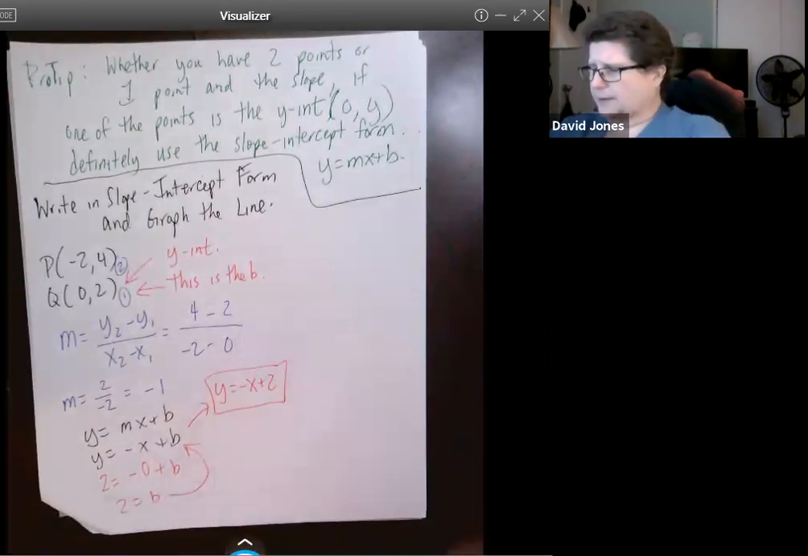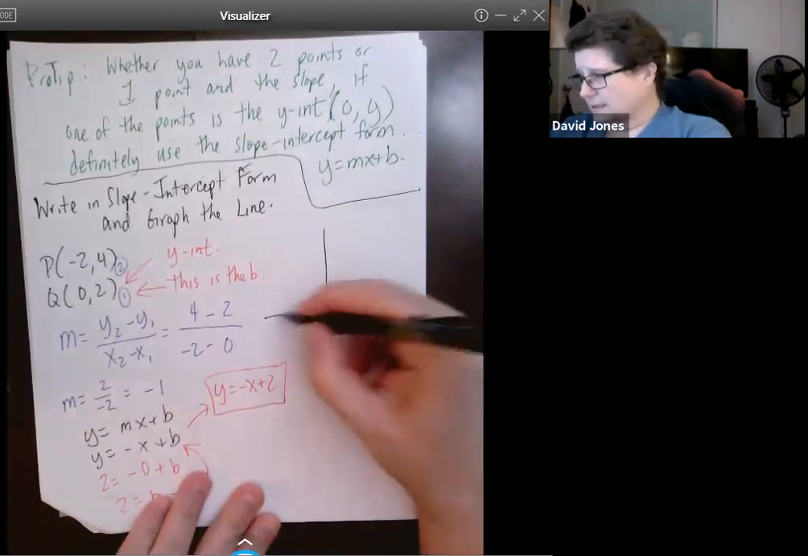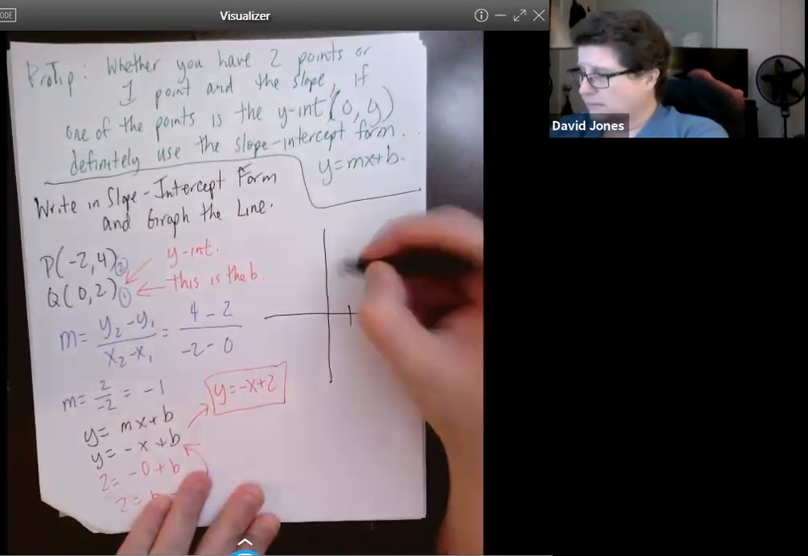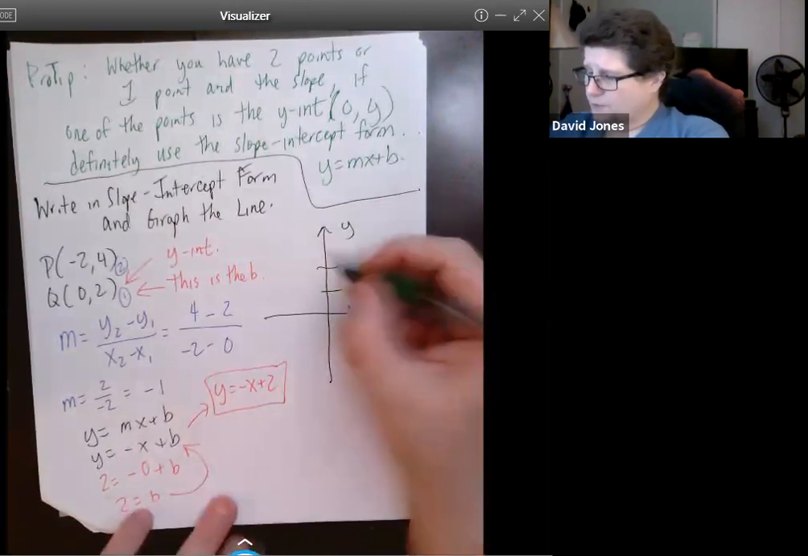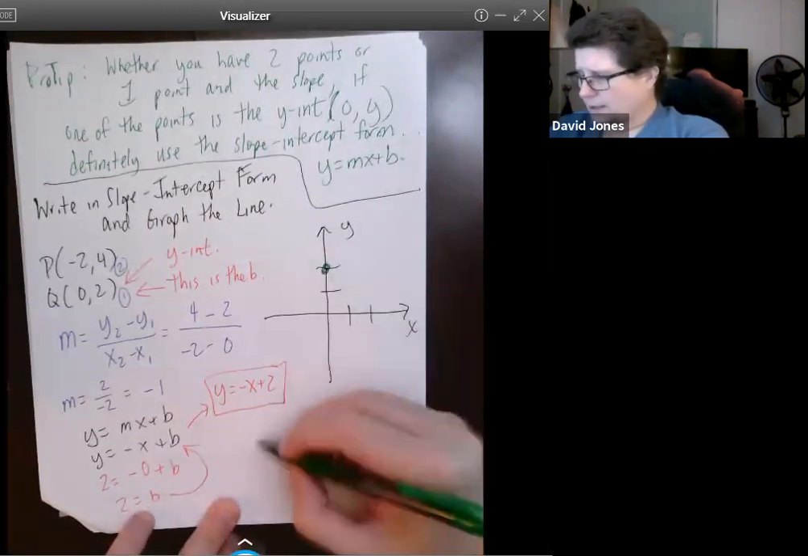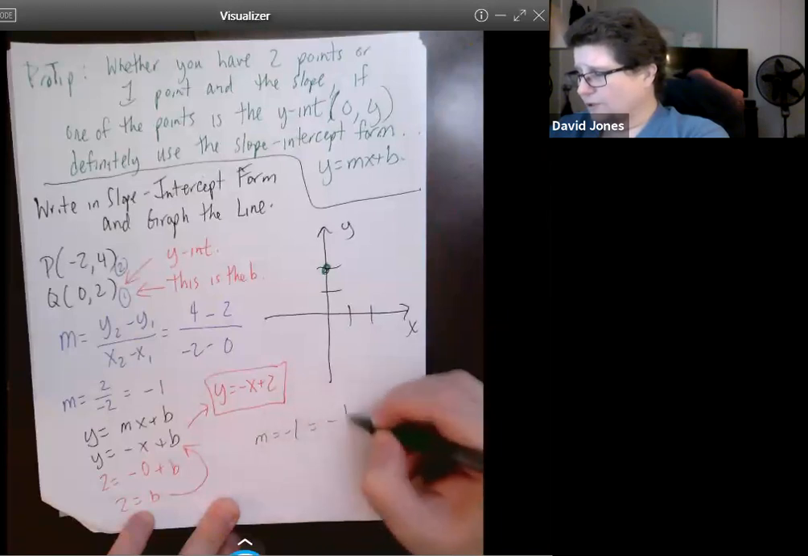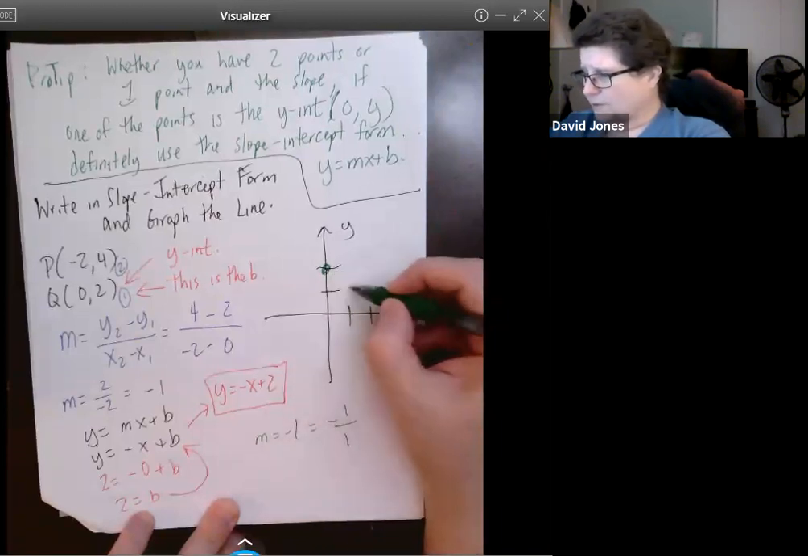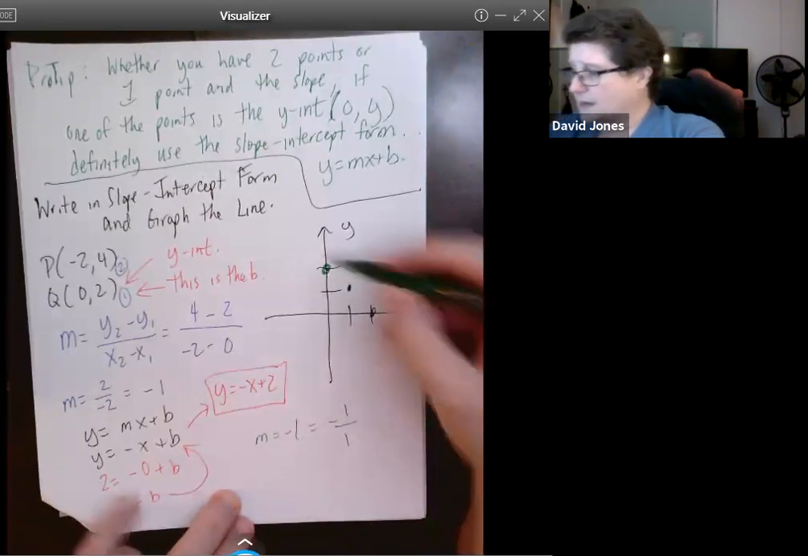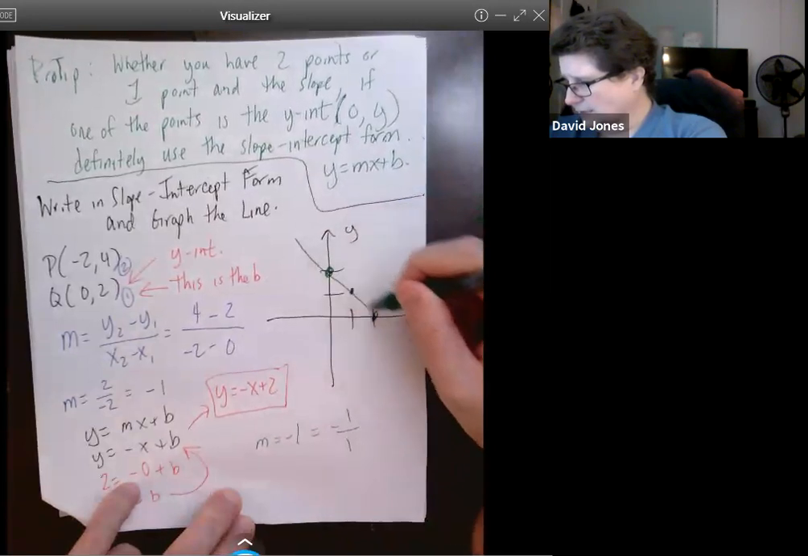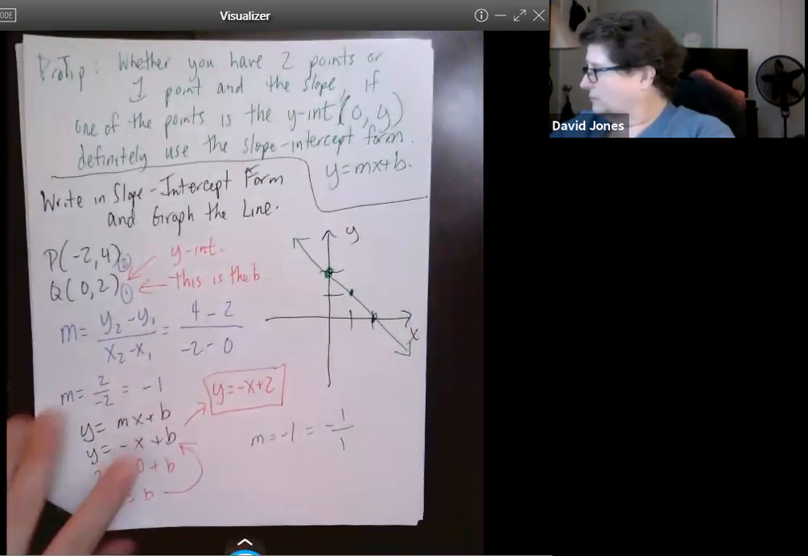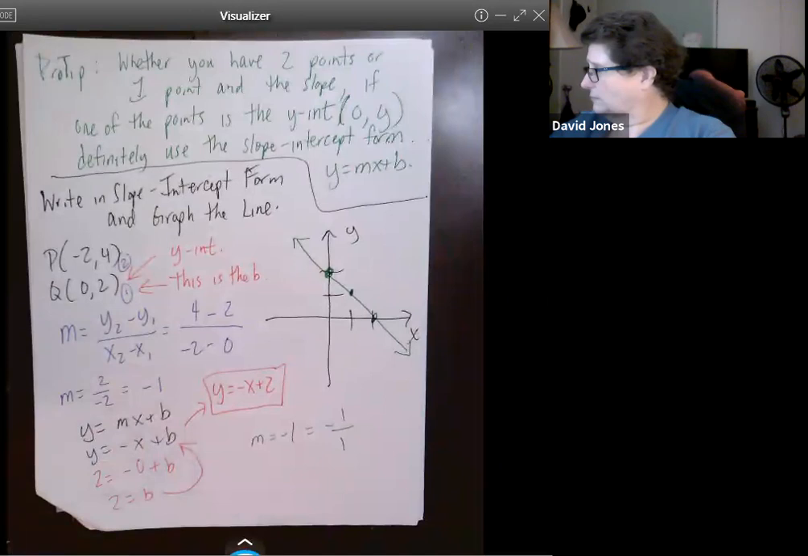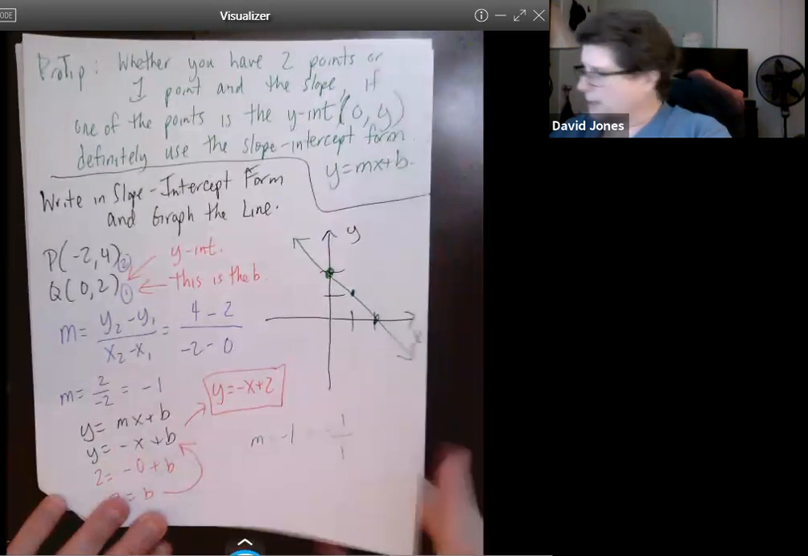All right. It asks us to graph it. The y-intercept is up 2. And the slope m is negative 1, which is negative 1 over 1. So I can go down 1, right 1. And connect the dots. All right.